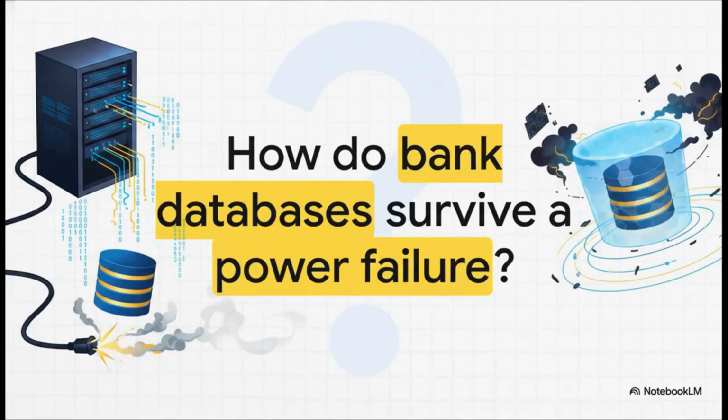Think about this for a second. How exactly does a massive bank database survive a sudden power failure? It's a pretty high-stakes scenario, right? Imagine if every time a server crashed, millions of financial transactions were just wiped from existence. No way. Computer systems are incredibly fragile when they rely solely on active electricity. A power outage kills everything in active memory instantly. And the answer to this problem? Well, it isn't just building better batteries. It's a completely different approach to how and where we store data while a program is actually running.